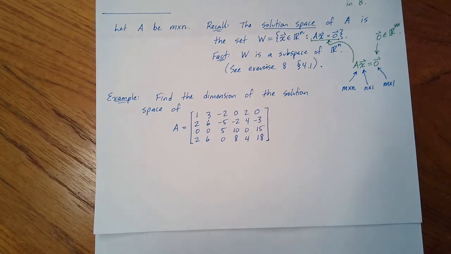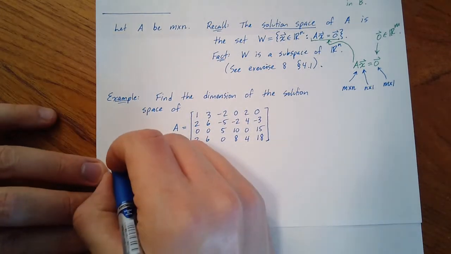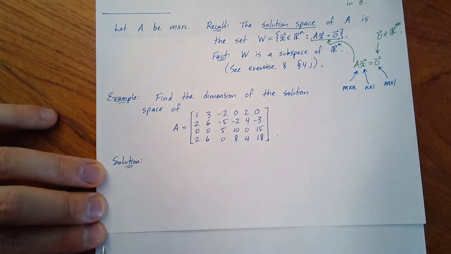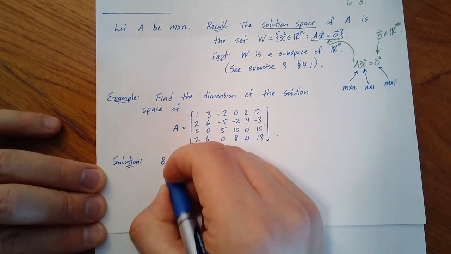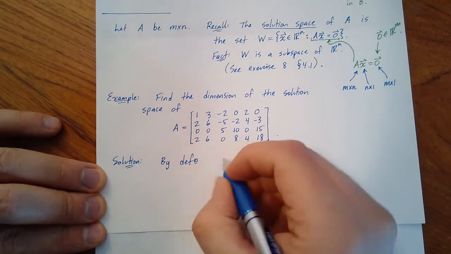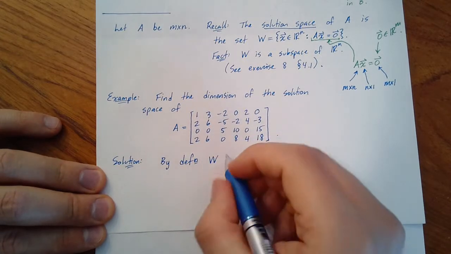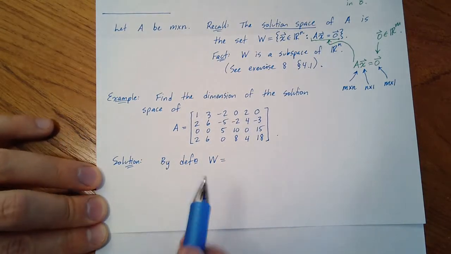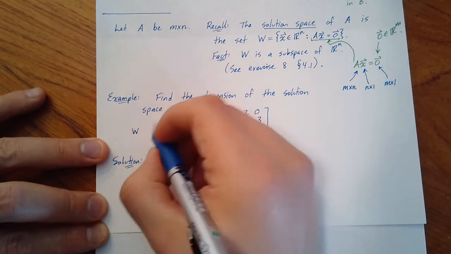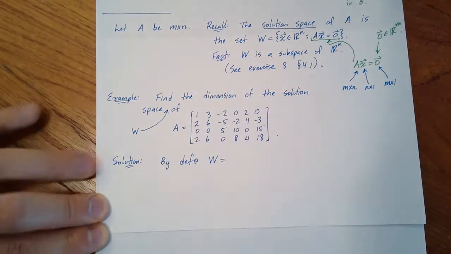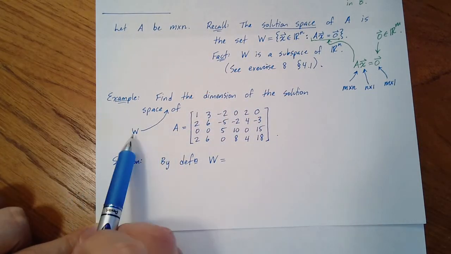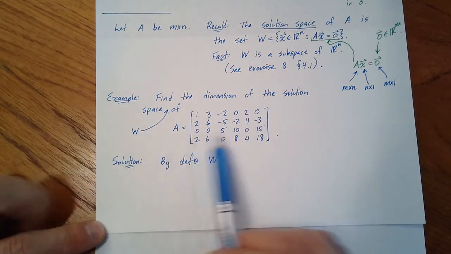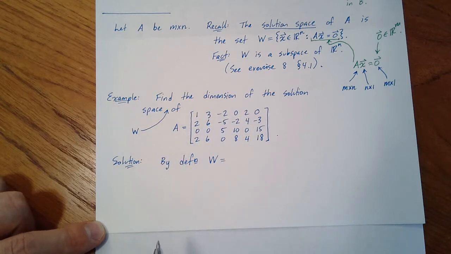So the solution space is actually going to be a subspace of R^n. So let's start the solution down here. So by definition, W. I didn't explicitly mention that the solution space should be called W, so I'm just going to write that in here to insist that this example is simultaneously telling you that W is going to represent the solution space of this matrix A, and that we want to find its dimension.